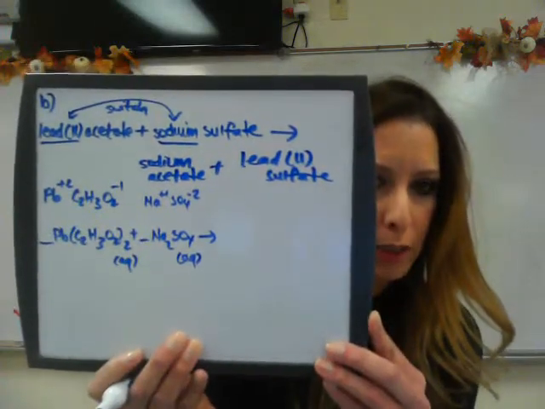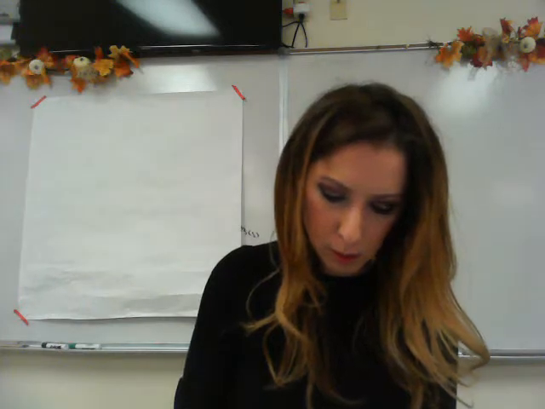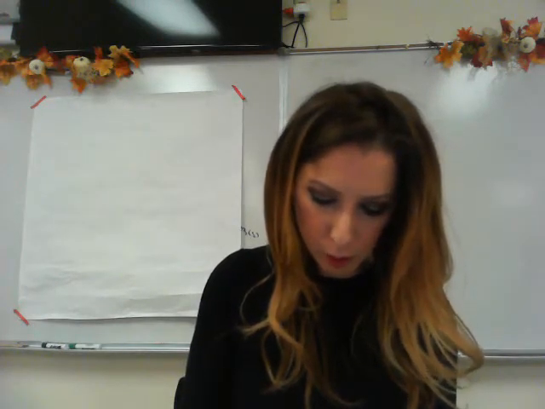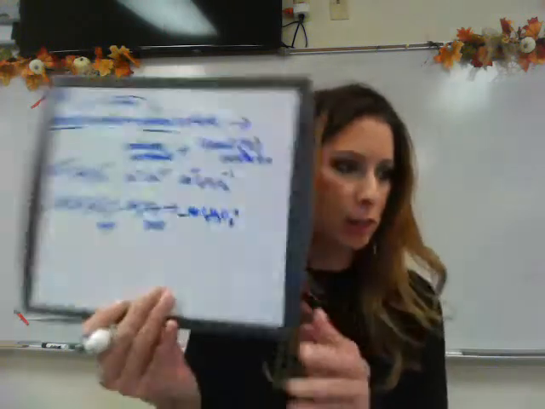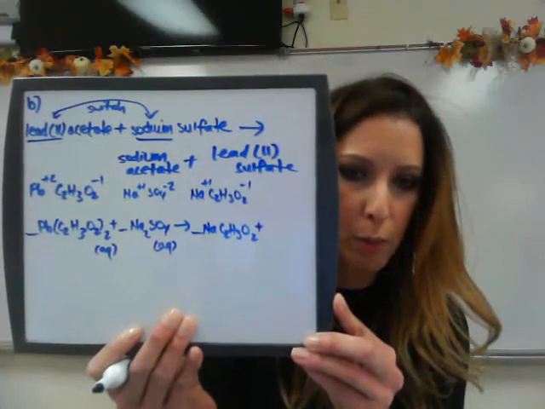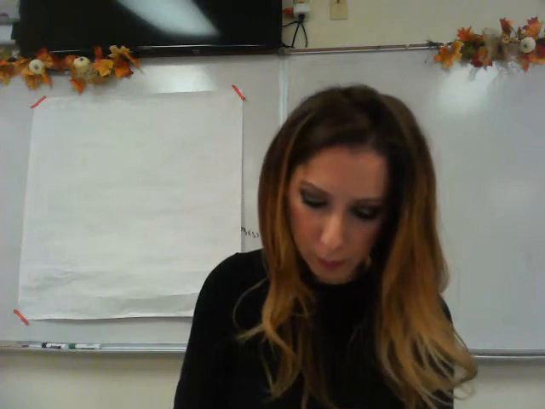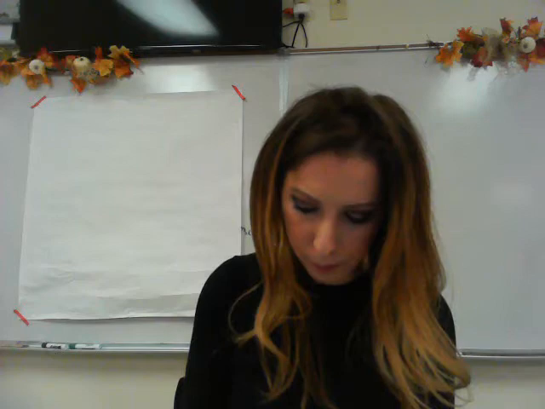Then we have sodium acetate. That's Na plus 1, and then C2H3O2 negative 1. The numbers in the charges cancel, so you get this. And then we have lead 2 sulfate, which is Pb plus 2, SO4 minus 2. The numbers in the charges cancel, so you're going to end up with PbSO4.